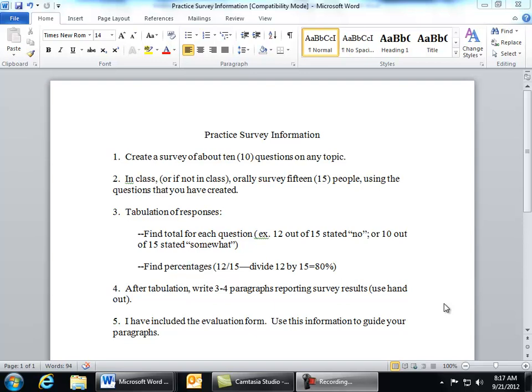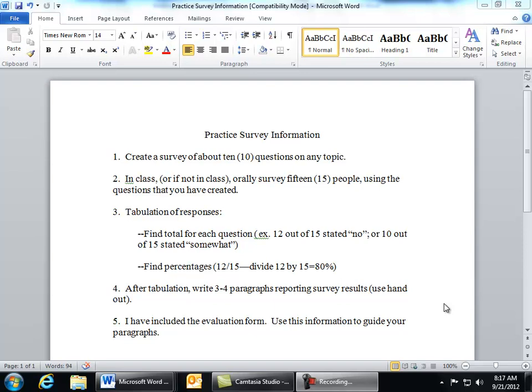After tabulation, write 3 to 4 paragraphs reporting your survey results. When we say using your survey results, this is going to help us show whether or not your research, of course, will be valid, and it also goes along with our proposal. Once it's actually with our proposal, it's going to be part of our research paper as well.